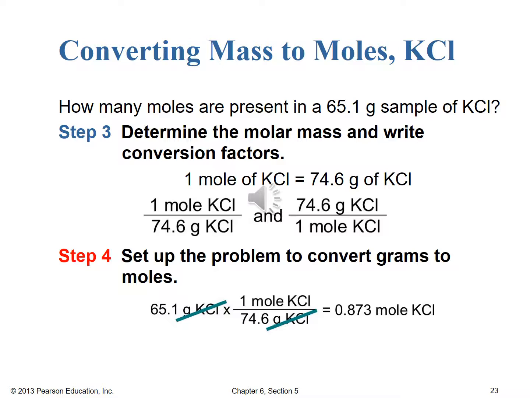Finally, step 4, set up the problem to convert grams to moles. This is where we have to decide which form of the conversion factor we use, and if we want to cancel grams of KCl, obviously we will need the grams of KCl in the denominator and the mole of KCl in the numerator for our conversion factor to give a total of 0.873 moles of KCl. Looks right. We know that it's less than 1 mole because 65.1 grams is clearly less than 74.6 grams, and so we can do that logical check to make sure that we at least had the form of that conversion factor correct instead of getting its inverse.